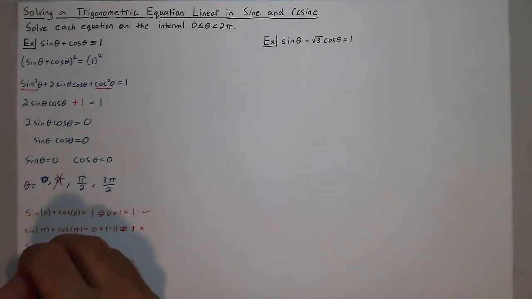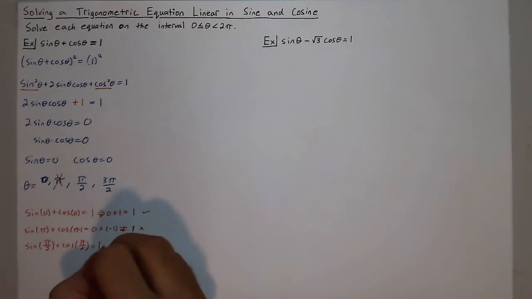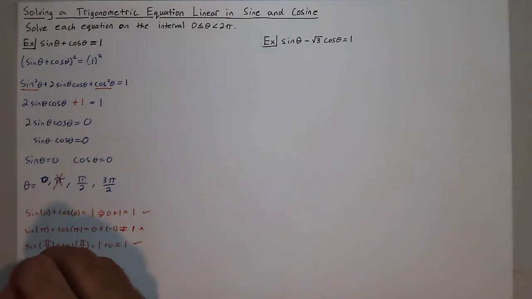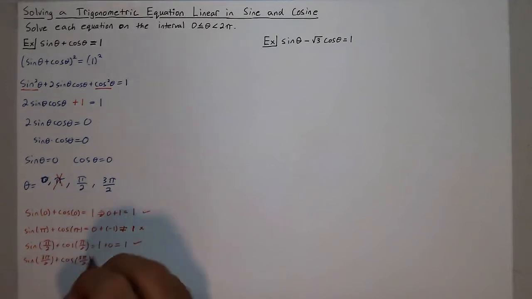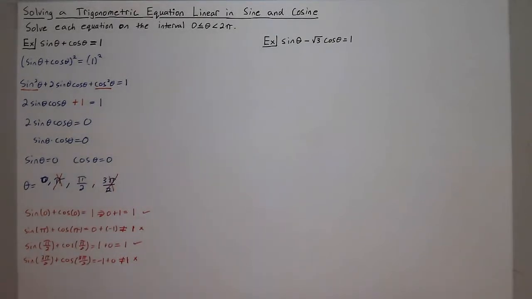Now we have sine of pi over 2 plus cosine of pi over 2, which is equal to 1 plus 0. So that equals 1. And then we have sine of 3 pi over 2 plus cosine of 3 pi over 2, which is equal to negative 1 plus 0, which does not equal 1. So we only have two solutions that work, which would be 0 and pi over 2.